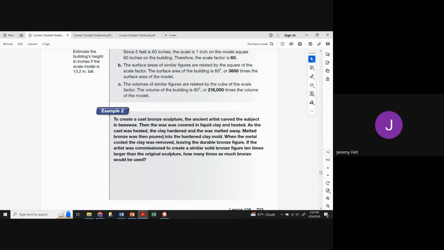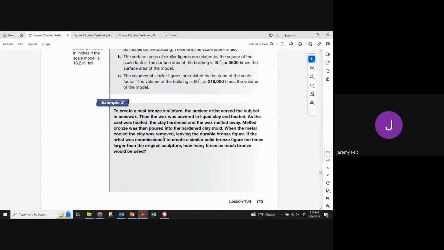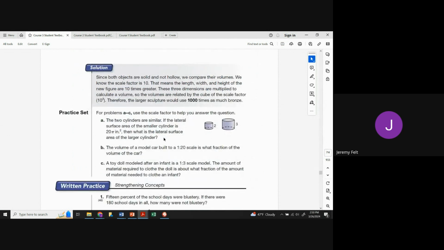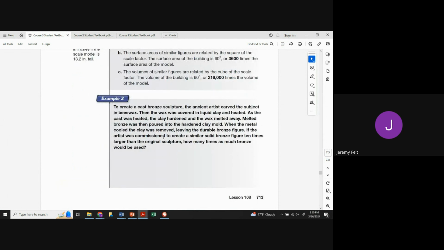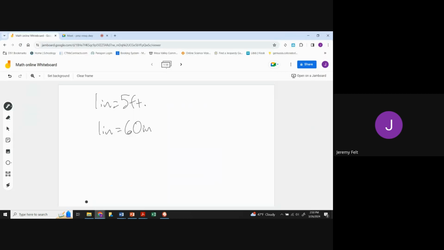The artist was commissioned to create a similar solid bronze figure 10 times larger than the original. How many times as much bronze would be needed? So again, our scale factor, we just had it, what was it? It's going to be 10 times, so that's a scale factor of 10. If I use SF for scale factor, it is 10, and we need to know how much bronze.